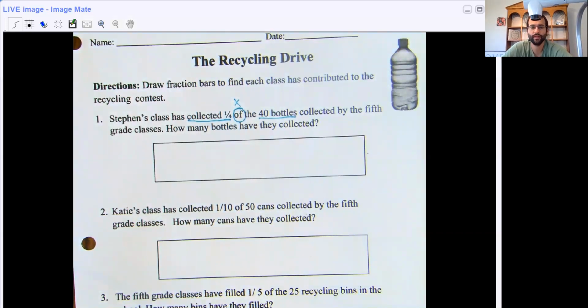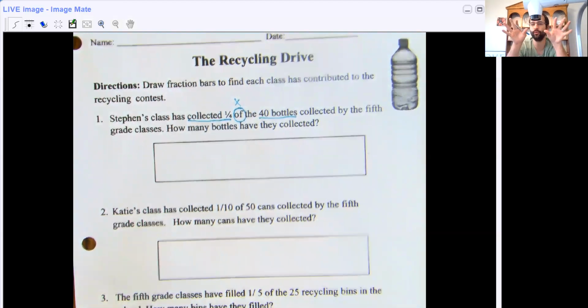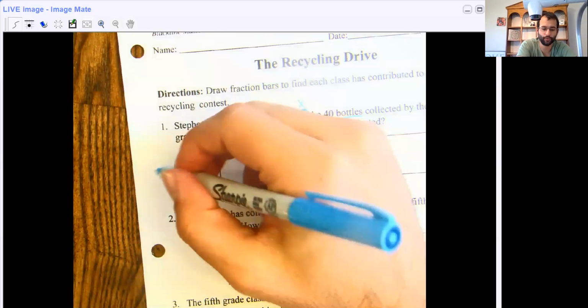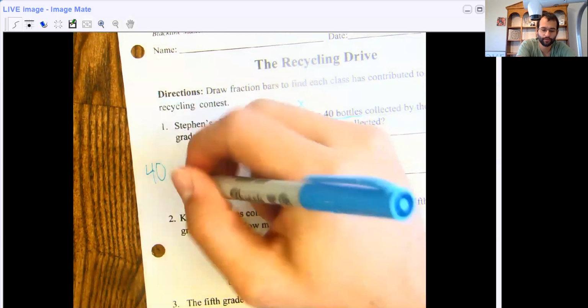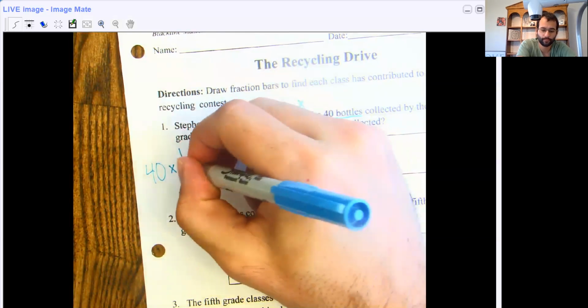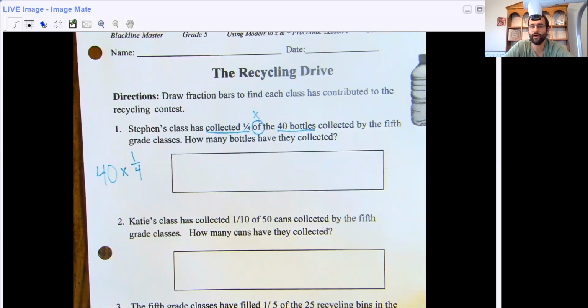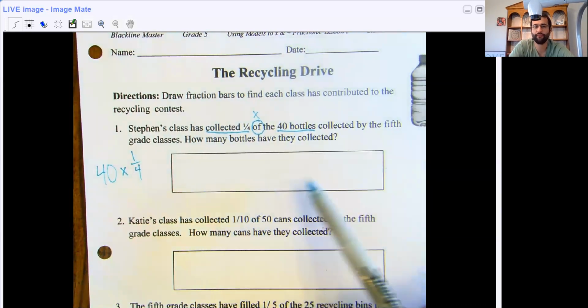So what I am showing here is I want to figure out of the 40, so 40 is the total, how many of the 40 did Stephen's class collect? If 40 is my total, how many of the 40 did they collect, 1/4 of them? And we're going to show it here with a fraction bar. So I think you guys are going to like this method.